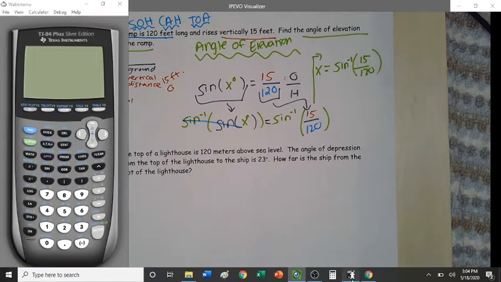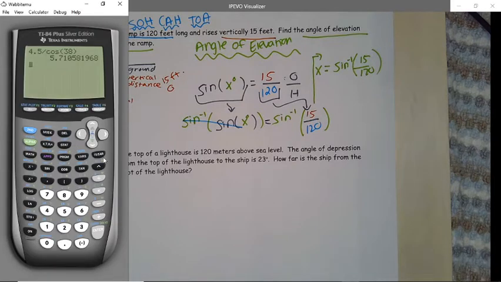Okay, let's type this in our nifty calculator. I'm going to type inverse sine. Remember how you get to the inverse function? It's sitting right above the sine button, which means I need to hit second. So second sine. Then I'm going to type 15 divided by 120. And look at that. The angle of elevation, why don't we just round to the nearest degree? So that 0.1 will not bump up my 7. So this will be 7 degrees.